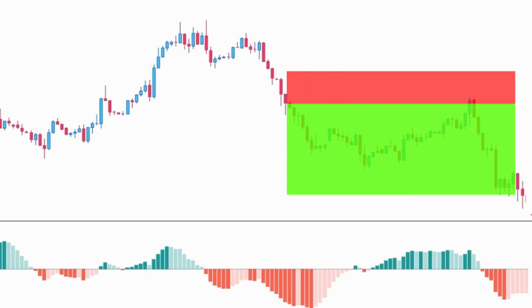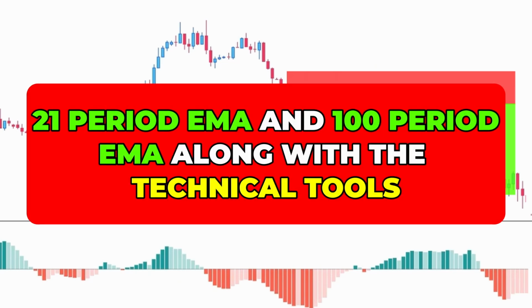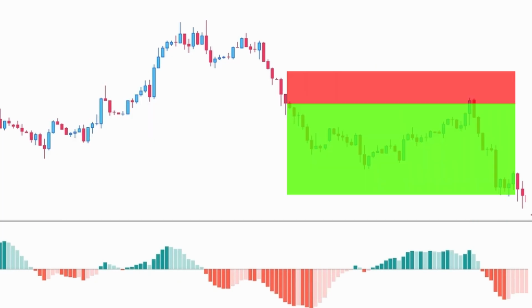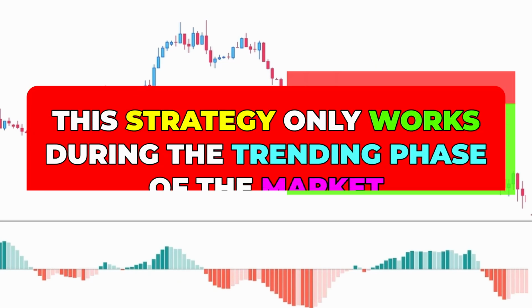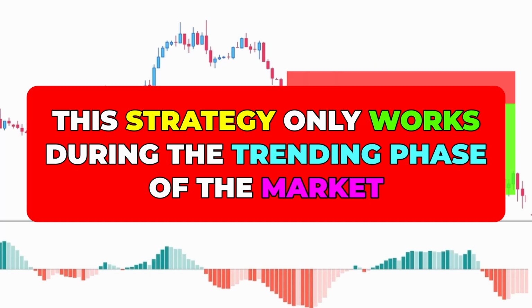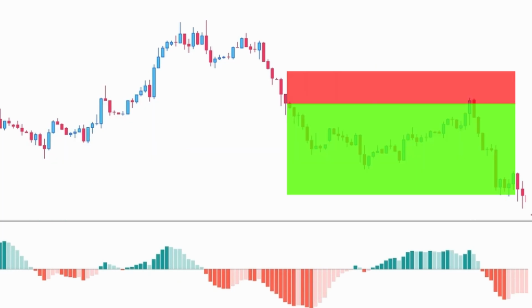This strategy would resolve the issue of the fake signals which are being provided by the MACD indicator. So in this strategy, we would use the 21-period EMA and the 100-period EMA line, along with other technical tools. The 21-period EMA provides dynamic support and resistance to the price during the bullish and the bearish phase of the market. Now, before we begin with the strategy, let me tell you that this strategy only works during the trending phase and not during the ranging phase.